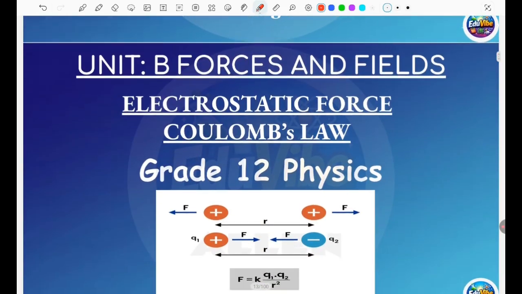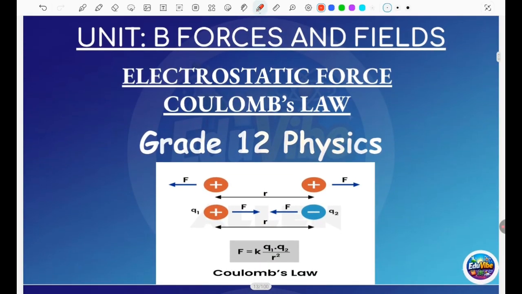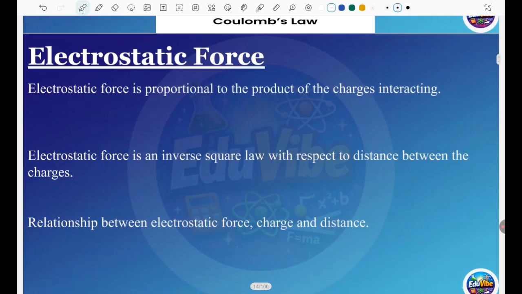Today we will start with another topic of forces and fields, which is electrostatic force, and we will also do Coulomb's law. As you all know, the SI unit of charge is the coulomb, which we denote by C. There is one law we have to cover in this, Coulomb's law, which is related to the electrostatic force. So what is electrostatic force, and what is the formula for Coulomb's law? Let's find it out in today's lesson.